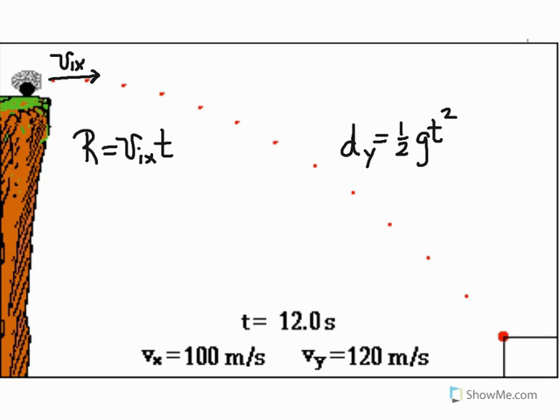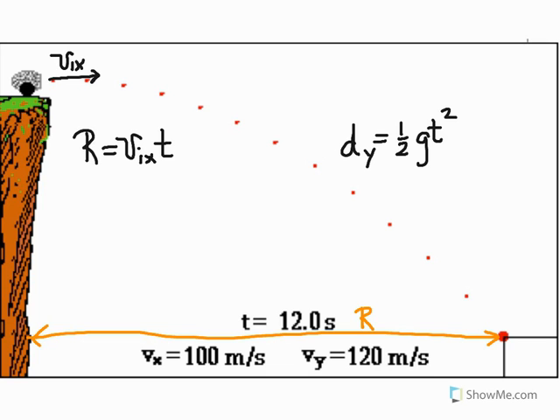So we have our two equations, one for the range. The range, remember, is the horizontal distance. For example, if I went from here to here, this is going to be my range, that distance. From the edge of the cliff to the point where it lands, that's going to be my range.